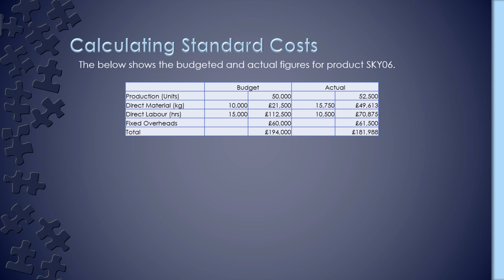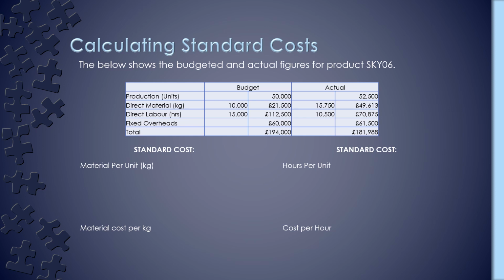So here we've got that we're going to use this product Sky 06 for the next few slides when we're working out our variances as well. So when we're given something like this, I really recommend you look at what the standard costs are first. Make a note of them, and then you've got them always to refer back to when you're actually calculating your variances.